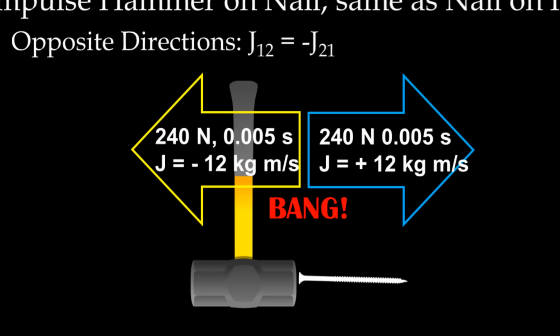This doesn't matter whether it's a baseball bat and a baseball, a truck and an insect. Forces and the time of the collision will remain the same. The only thing that's different will be the direction.